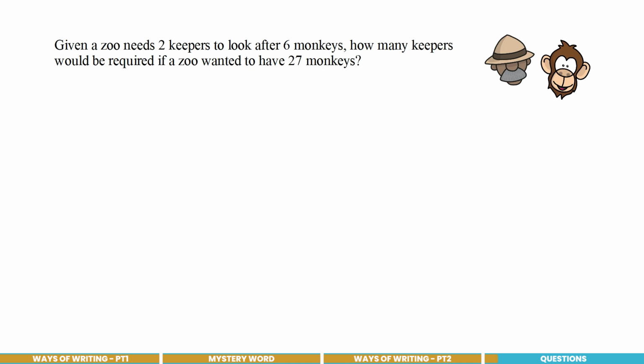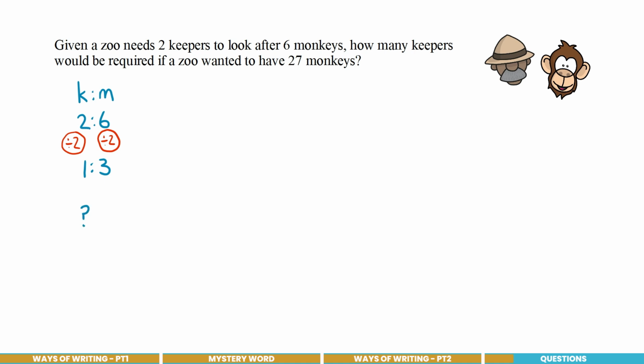So first, we need to work out exactly what the ratio of keepers to monkeys is. It's fairly clear in the question that this is 2 to 6. So let's write that in ratio format. It's often useful to simplify, so I can see here that if I divide each side by 2, I have the equivalent ratio of 1 to 3. Now, the goal of the question is to solve for the unknown number of keepers in the larger zoo.